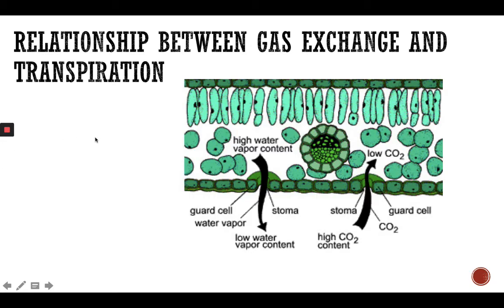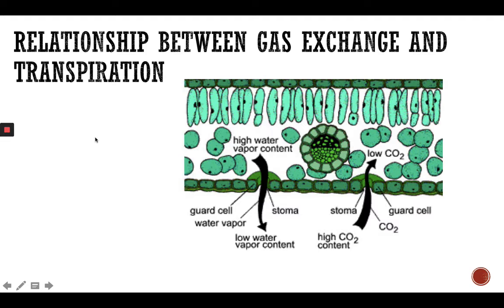So here, guys, the next slide is the relationship between gas exchange and transpiration. In the previous year, we learned about gas exchange and transpiration in plants. You know that plants also have gas exchange during photosynthesis, or even when they breathe, they take in oxygen and give out carbon dioxide, unless they are doing photosynthesis.